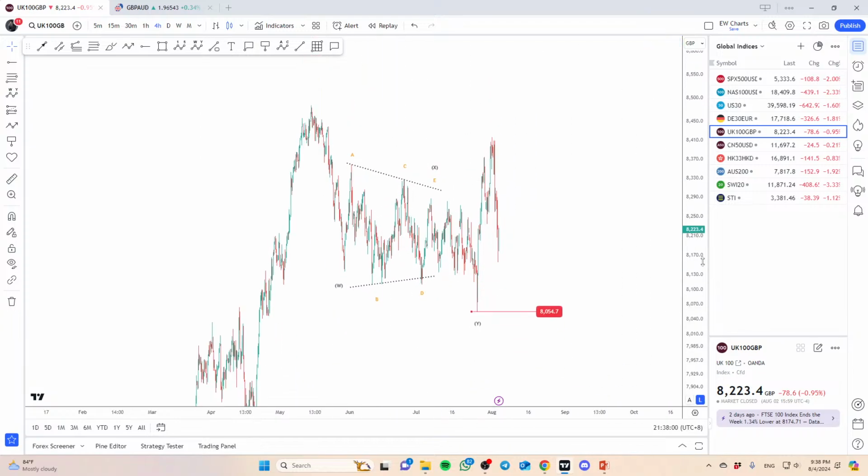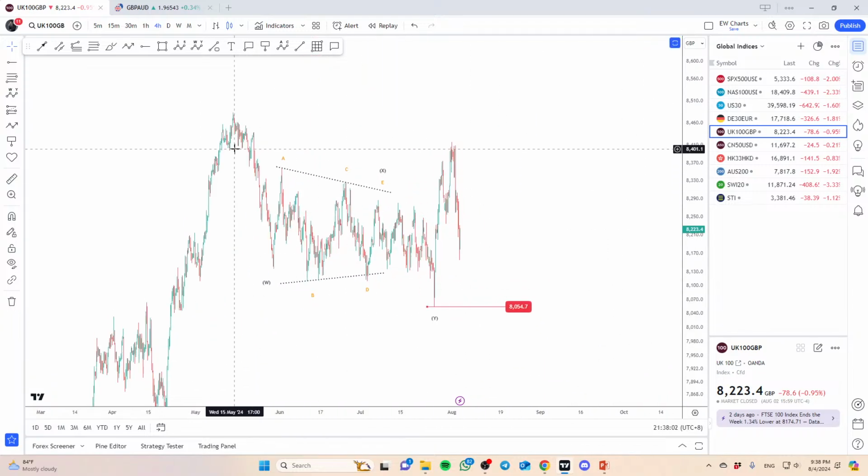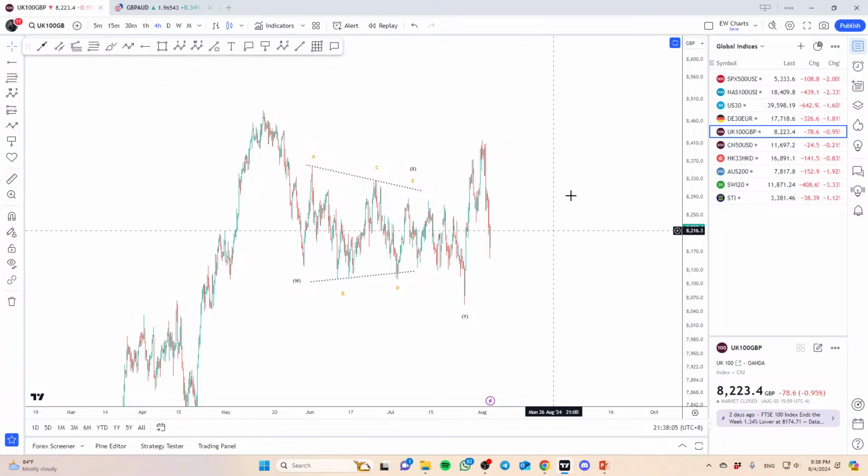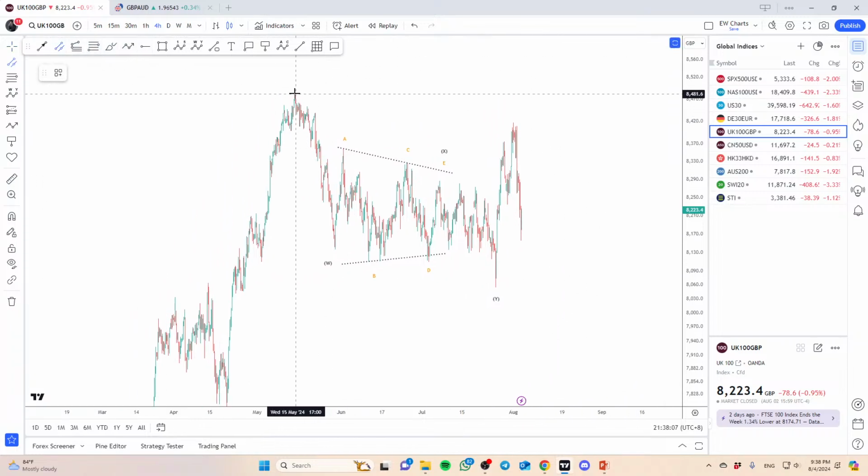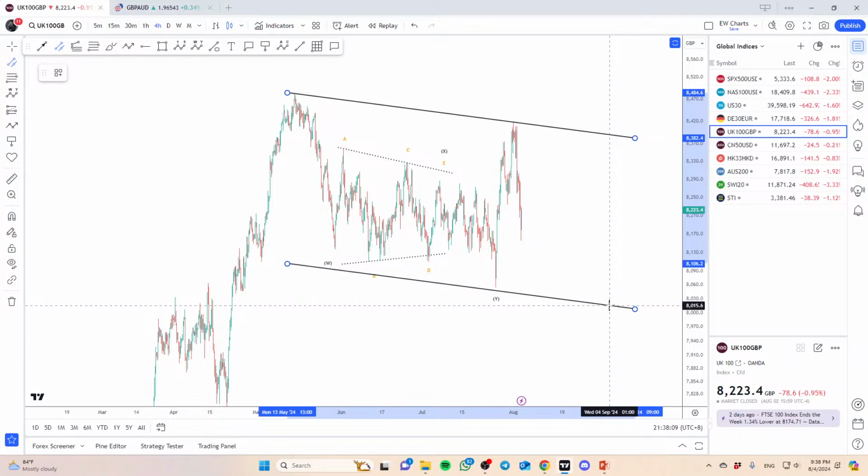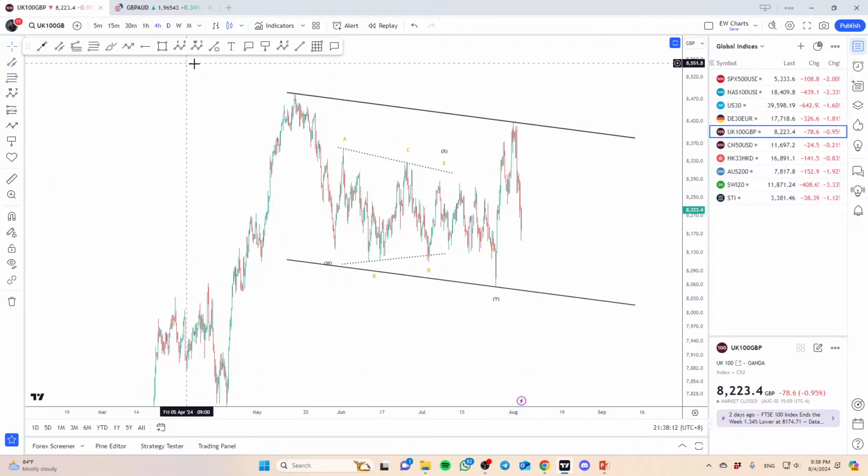FTSE. Okay, FTSE here, how I'm going to build this in, it's probably going to be looking something like that.